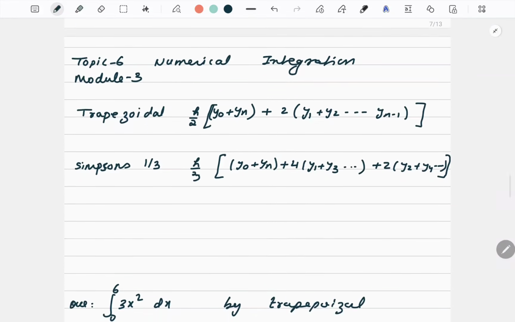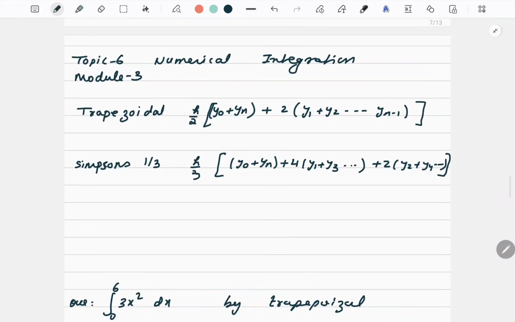Now let's move to the next question, which is numerical integration. Now numerical integration, you have two formulas in syllabus, that is the trapezoidal rule and the 1/3 rule. Okay. So in numerical integration, let me check 1/3 and trapezoidal. Okay, these two methods are there. Fine. So this is from module number 3.